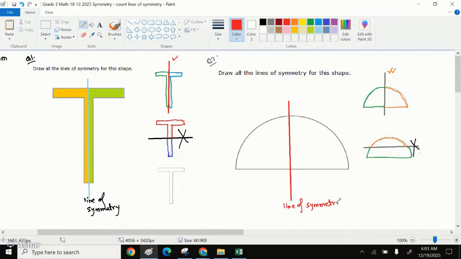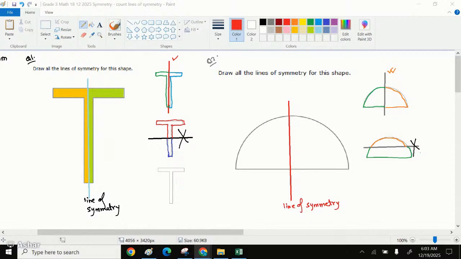Symmetry is basically the reflection. What you have on the right side of the line should be equal to what is on the left side of the line. Okay, let's move to question number 3. Are there any questions? Yes, that is very good. If you split it, it is a line of symmetry.